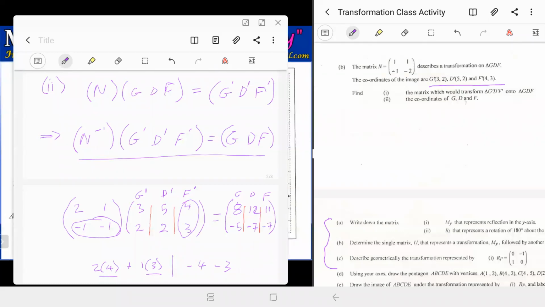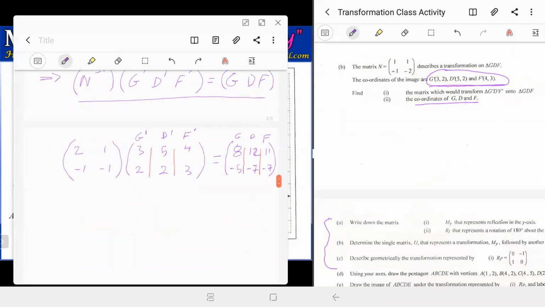But the question asks for coordinates. You can't leave those as the answers. Look what the question says. They want coordinates. These are position vectors that you have given. That's why you write coordinates: you put the point and then you put the bracket. If you just leave it as the answer right here, you're not getting all the marks. So based on that, you can write, therefore, G is the point (8, -5), D is the point (12, -7), and F is the point (11, -7).